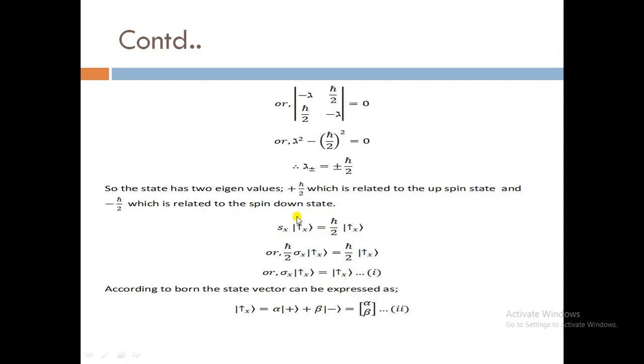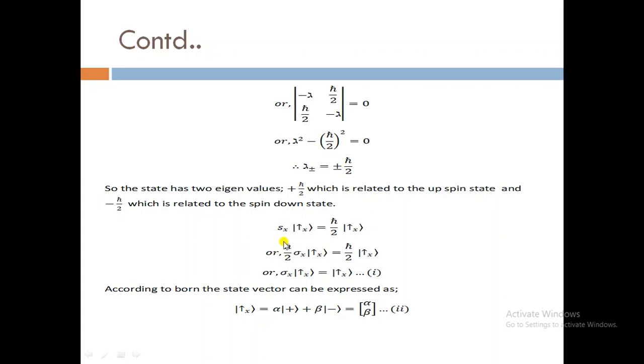This is spin along x direction. Okay, so this is the eigenvalue equation. We have put here the eigenvalue equation, and in the next step we know that the value of Sx is equal to ħ/2 sigma x, the component of spin along the x axis.